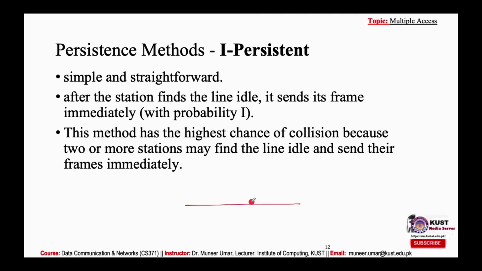Suppose we have a medium, and station A and station B are connected with this medium. Both find this medium idle, meaning that nobody is using it at the same time T, and both send their frames at the same time. So what will happen? These frames will be transmitted at the same time, and both frames will collide with each other. So the chances of collision in 1-persistent are very high.